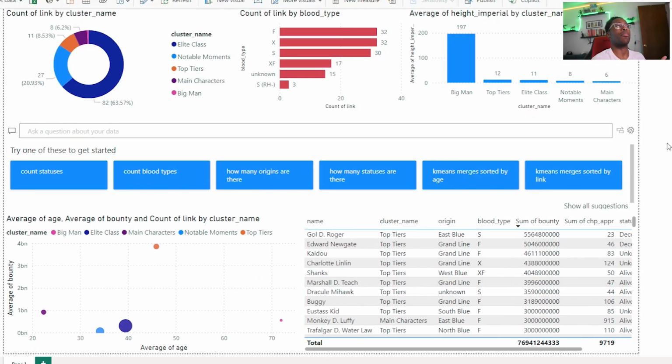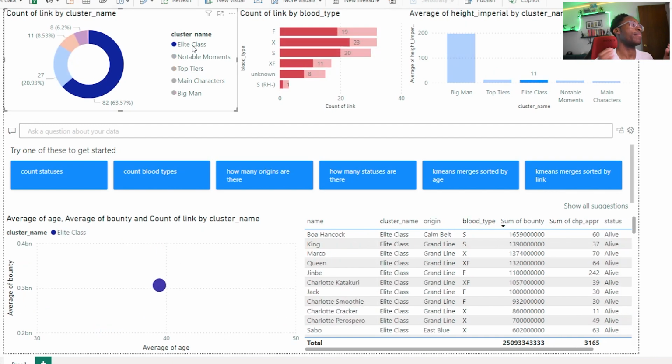Cool, so now that we have a breakout of the dashboard, let's click around, use some of the interactive features of it, and make our final determination on whether or not the cluster names make sense. Alright, so I'm going to start with the pie chart and just go through each different visual. So let's click on elite class. Clicking on elite class, we can see that there are many different blood types, so there's no dominant blood type here.